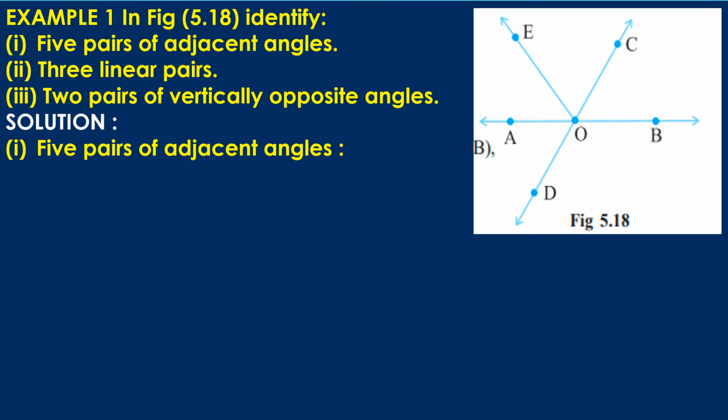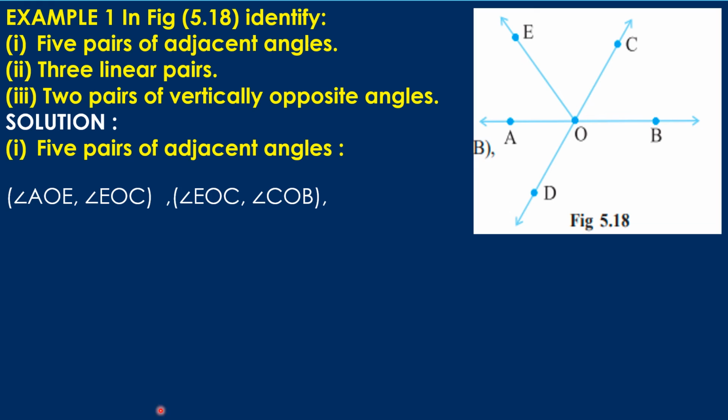In the given figure, we have to identify 5 pairs of adjacent angles, 3 linear pairs, and 2 pairs of vertically opposite angles. So let us start identifying one by one. The first one: 5 pairs of adjacent angles. What is the requirement for angles to be said to be adjacent? There should be a common vertex, one common arm and two non-common arms. So with this, let us start identifying one by one.